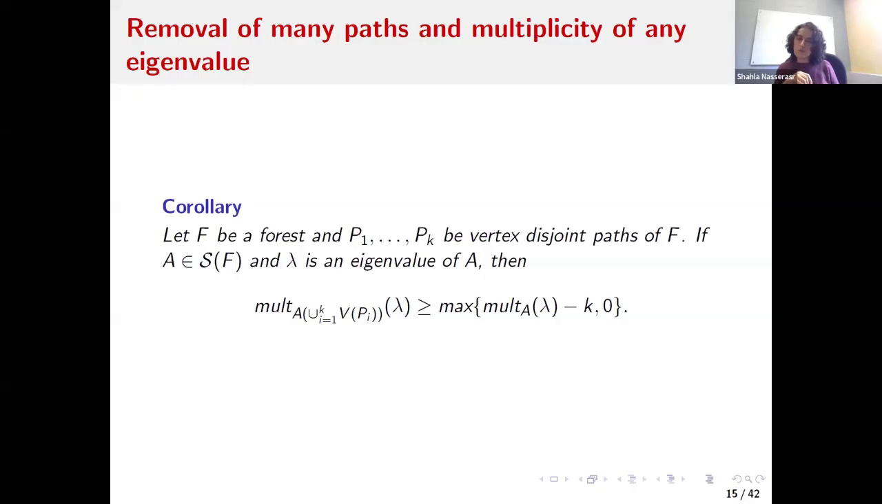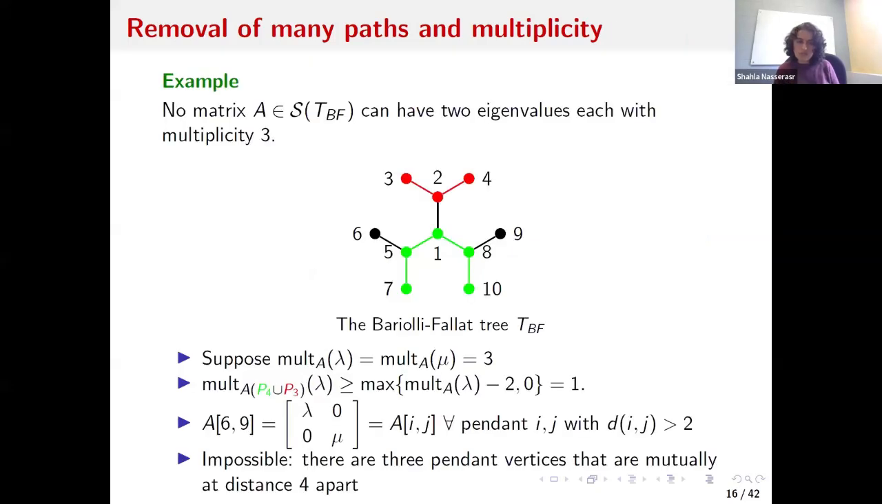Okay, so how is this even useful in finding some information about the eigenvalues? It is quite useful in a lot of cases. One of them is a simple example. If you look at this tree called the Rayleigh-Fowler tree, which, by the way, turns out to be more like the Petersen graph in the inverse eigenvalue problem.